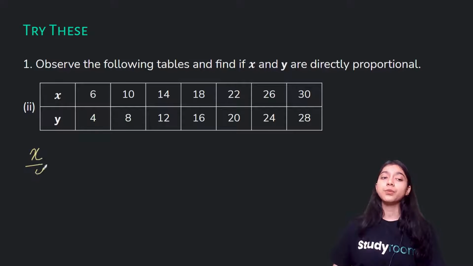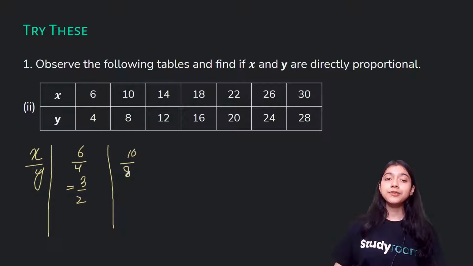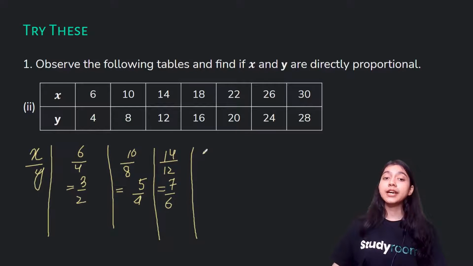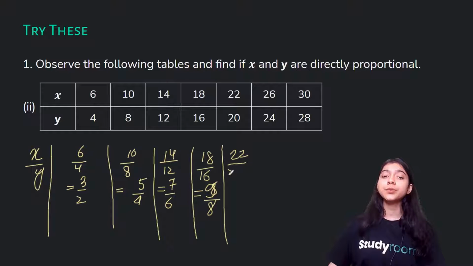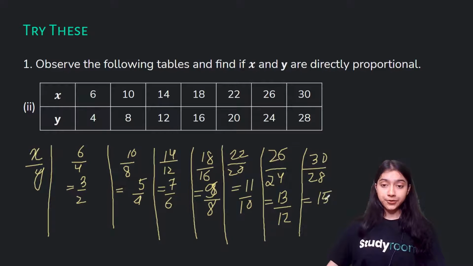So let's try finding out the ratio x by y. In the first case, x by y will be 6 by 4, which is equal to 3 by 2. In the second case, we have 10 and 8, so 10 by 8, which is equal to 5 by 4. Next up, we have 14 by 12, which is equal to 7 by 6. Next, we have 18 by 16, because the value of x is 18 and y is 16, so we have 9 by 8. Next up, we have 22 by 20, which is equal to 11 by 10. Next, we have 26 as the value of x divided by the value of y, 24, so we get 13 by 12. And lastly, we have 30 by 28, which is equal to 15 by 14.